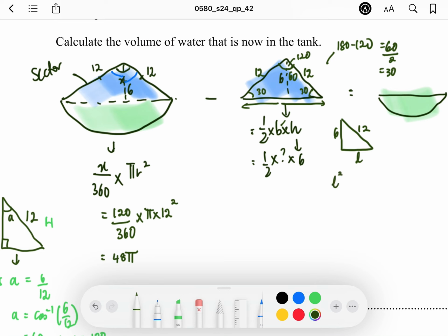L square plus 6 square equals to hypotenuse square. Okay? So L square is equals to 12 square minus 6 square. Teruskan. Teacher boleh calculate, tapi kamu yang berfikir. Kamu calculate memanglah.